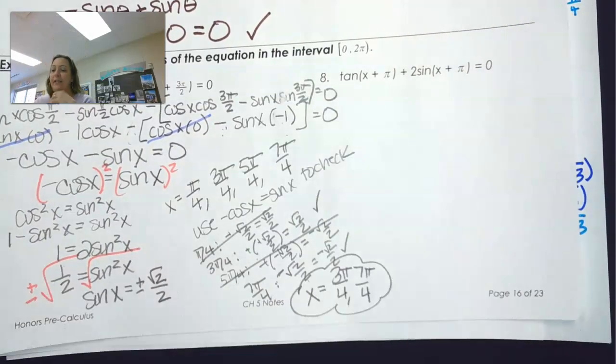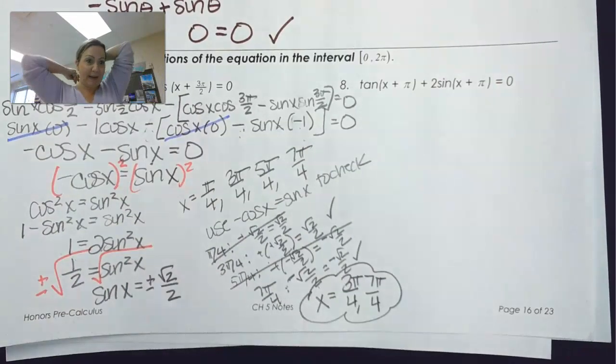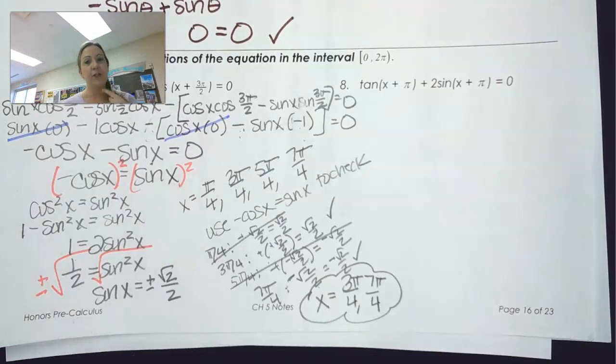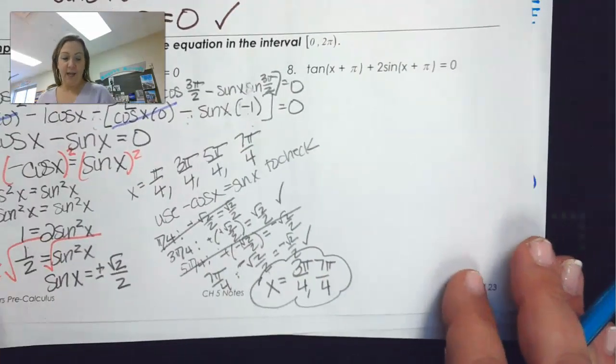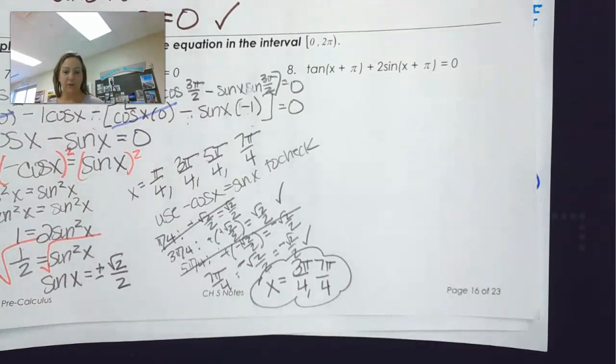So yes, I agree that this particular problem is easy to do by inspection based on what we know on the unit circle, but I did just one more time want to go through what happens when we square everything so that you would know what to look for, like to double check for extraneous solutions in those cases, okay? All right, let's do one more.